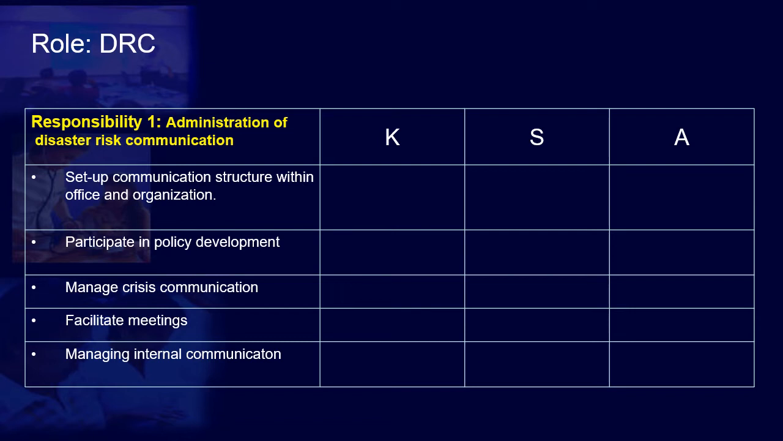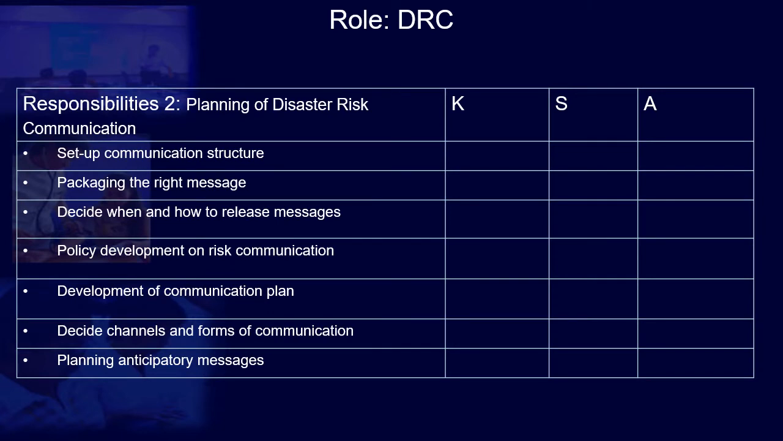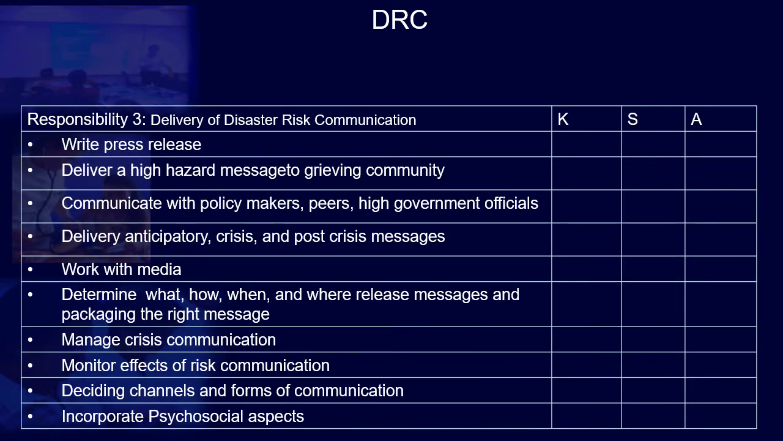In this slide, responsibility 1, administration of disaster risk communication, is broken into its component tasks. Another example, the breakdown of responsibility 2, planning of disaster risk communication. Breakdown of responsibility 3, delivery of risk communication. Notice that we have left the KSA columns empty.